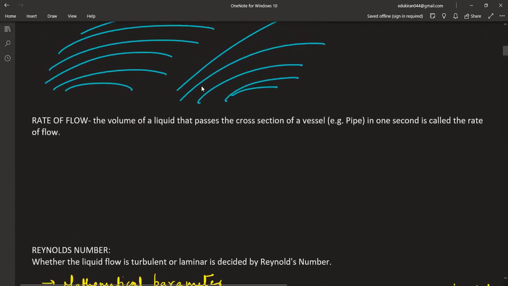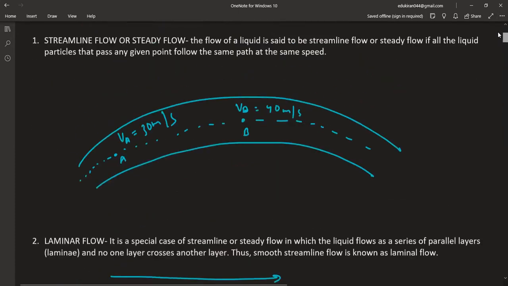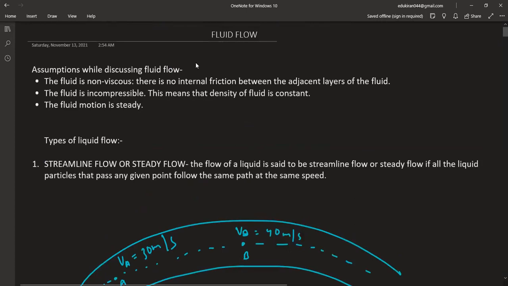And what is meant by rate of volume of liquid? All this I'll tell you later. First, write down this fluid flow. Then we'll discuss the rest of it. Quickly write it down.